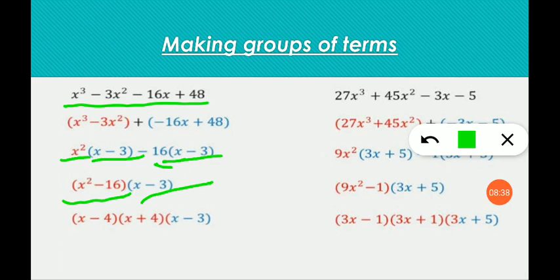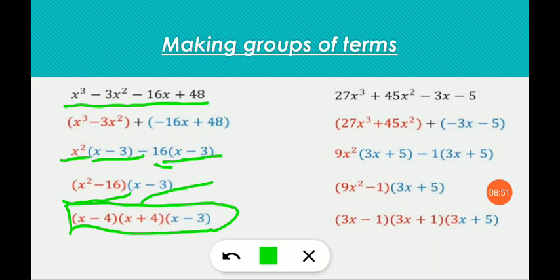Now for x square minus 16, we can apply the formula a square minus b square, and it becomes x minus 4 into x plus 4 into x minus 3 as the factors. I hope you have got it, how to make the groups and how to solve. Sometimes for making the groups you have to rearrange the terms also.